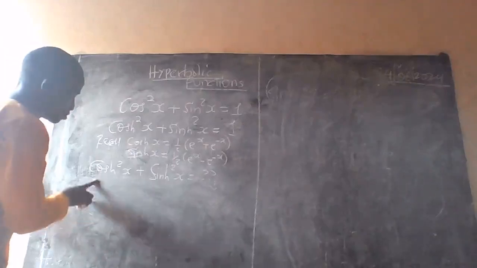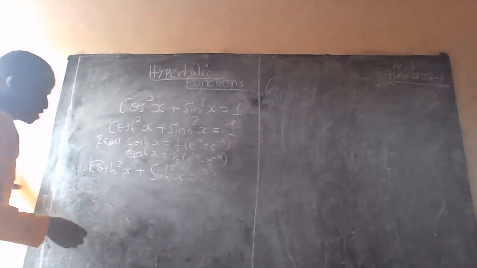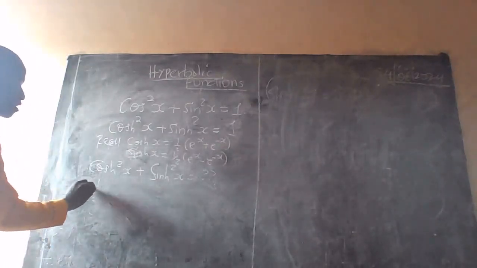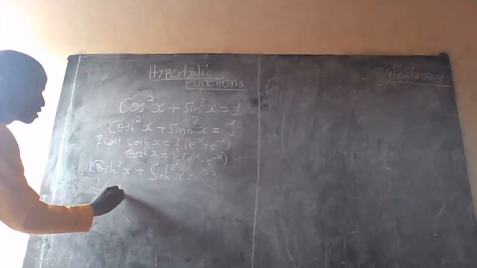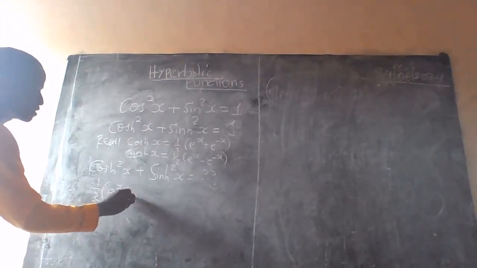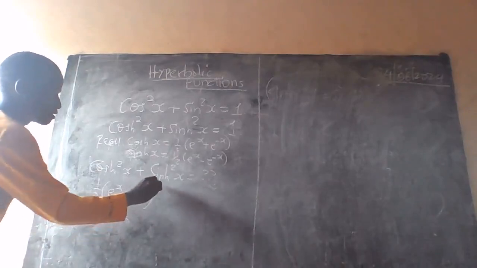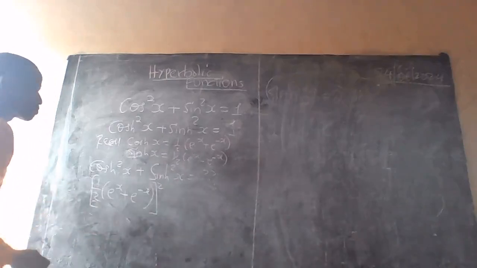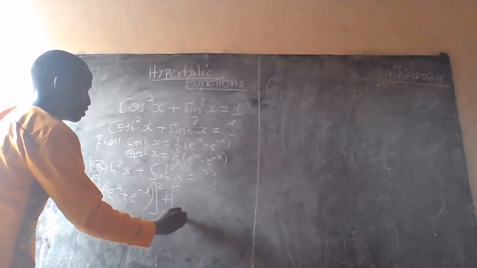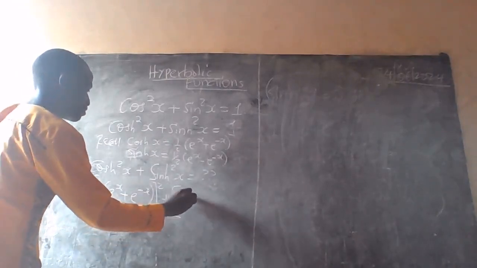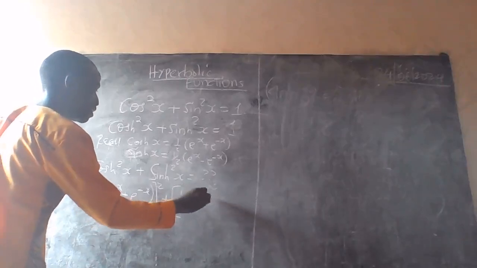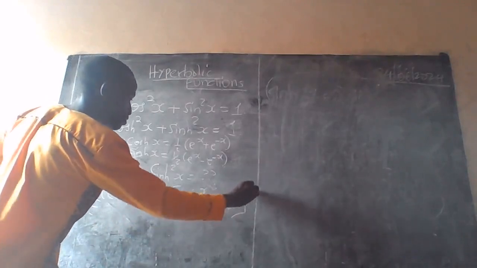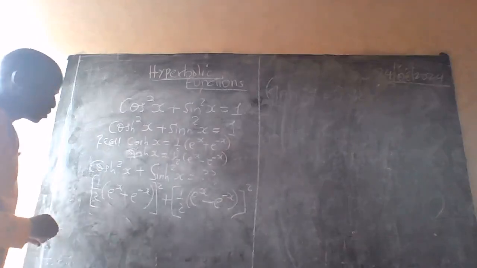So again, we want to see if at all it's going to give us whatever it's going to be able to be gotten from that. So we're going to have a half of e^x plus e^(-x), squared. So we square the whole of this. Then we add to the square of a half of e^x minus e^(-x). We square. We want to see what we are going to get.